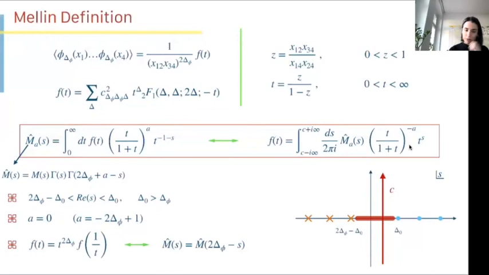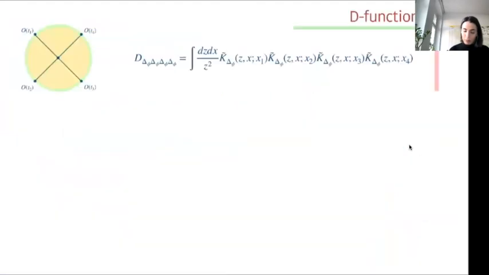Finally, this Mellin needs to, of course, satisfy this crossing symmetry. This is how it looks for our correlation function, our f of t, and this is how it looks in Mellin space. We then apply our definition to the D functions, which are just contact interactions. And here you see we have the operators lying on the boundary, and inside we have the bulk, which is AdS2.